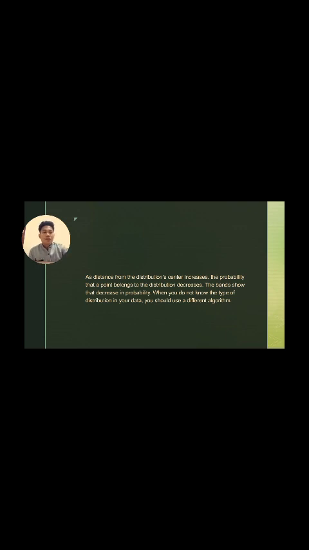So, pag nag-increase yung distance sa distribution, ang probabilidad na yung point na nabibilang sa distribution ay nagdi-decrease. Kaya kung di mo alam ang klase ng distribution sa data mo, gumamit ka na lang ng ibang algorithm.